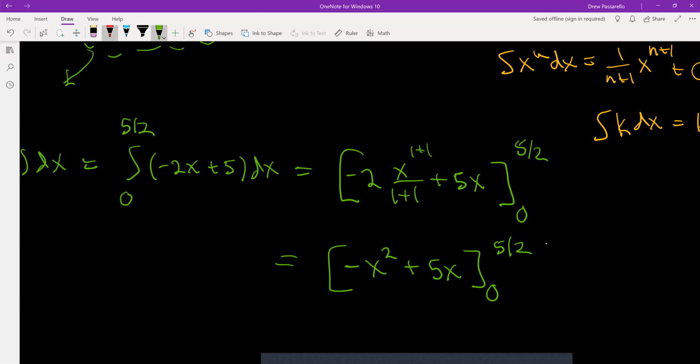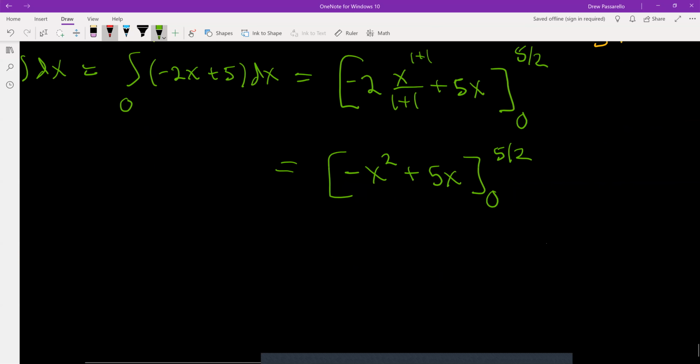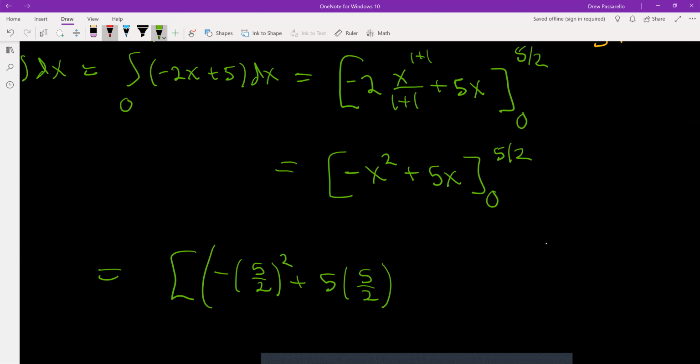All right, so now I'm going to apply the fundamental theorem. So it'll be negative times 5 halves squared. Let me put all of this in parentheses. Plus 5 times 5 halves. That's the f of 5 halves, my upper limit of integration.